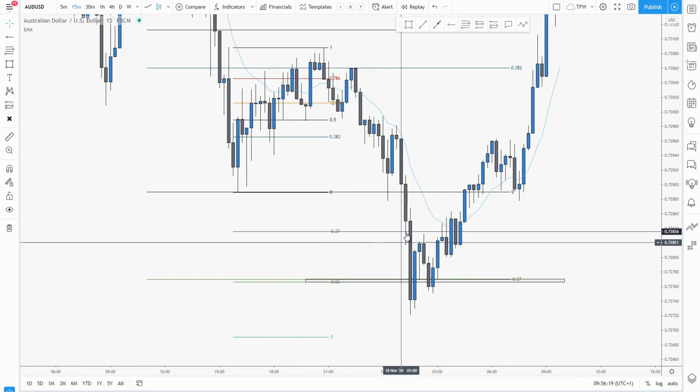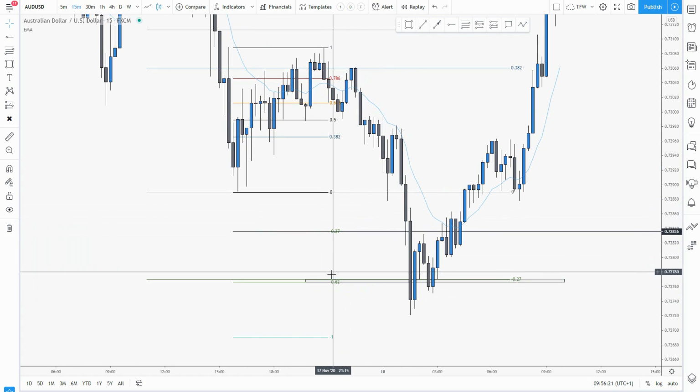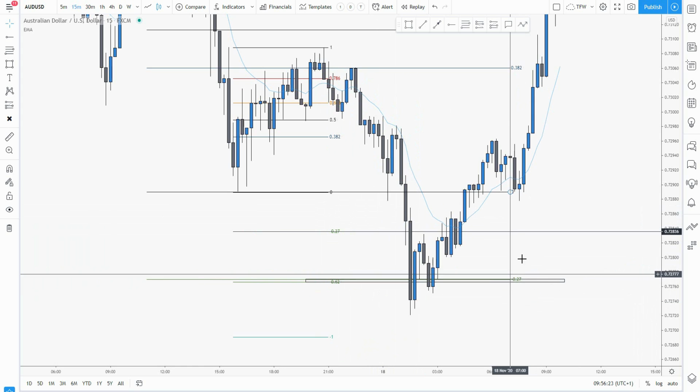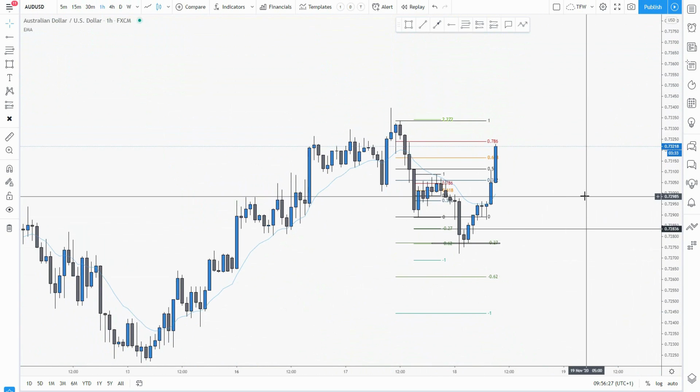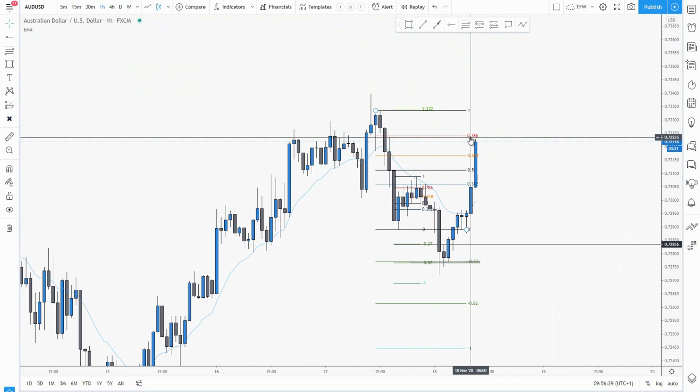You see it got tapped, rejected, and then it went further to just tap the 62, to tap the 27 of the original Fib, and then we had the reversal. So here is your example for the Fibonacci, and I hope that you understood it.